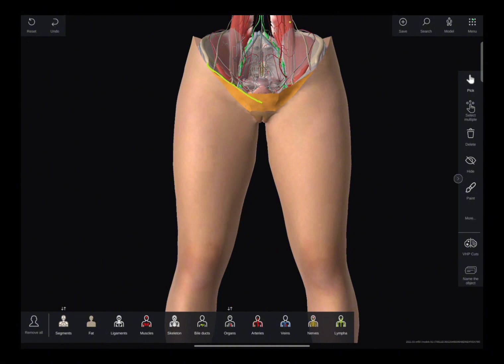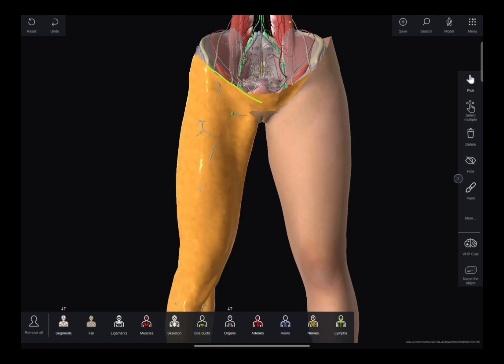The skin of this region is thin and hairy in males, and there are a lot of sweat glands, and the adipose tissue is loose and contains lymphatics, blood vessels, and lateral cutaneous nerves.